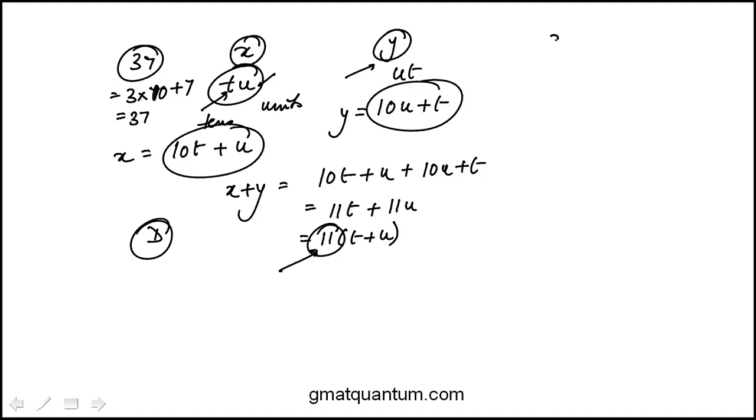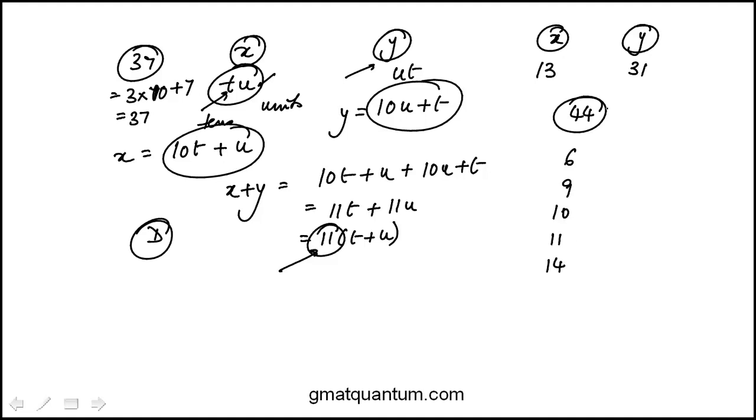The other is you can select a value for x. So let's say if this is 13, then y would be 31. In this case, the sum would be 44. And then you would check the answer choices and see which one is a factor of 44. So you'll see 6 is not, 9 isn't, 10 isn't, and 14 isn't. So the answer is 11, which is again choice D.